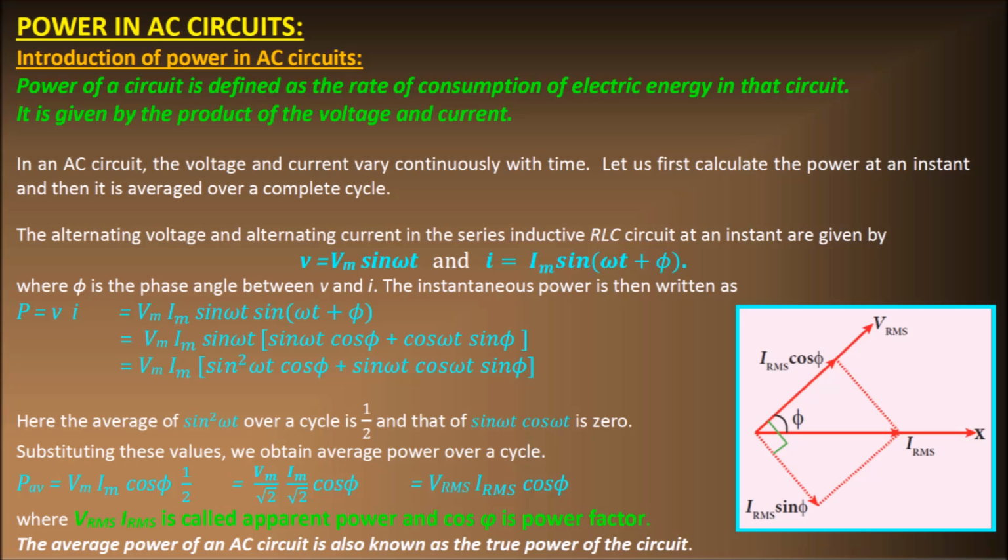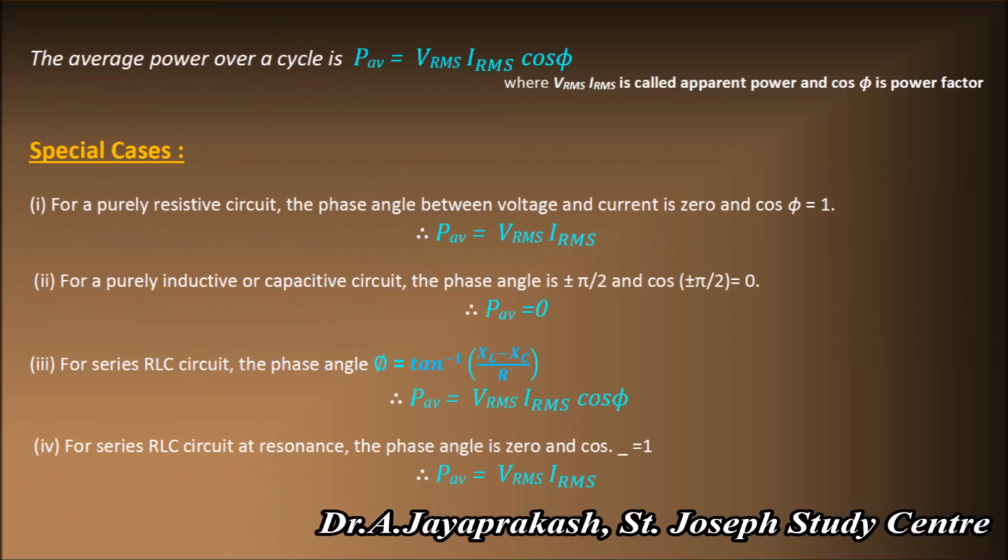So the average power of an AC circuit is also known as what? True power of the circuit. So for any circuit, you can estimate the power by knowing the product of Vrms, Irms and the phase angle. Next, we'll see the special cases: when phi changes, how we will get the power in a circuit.